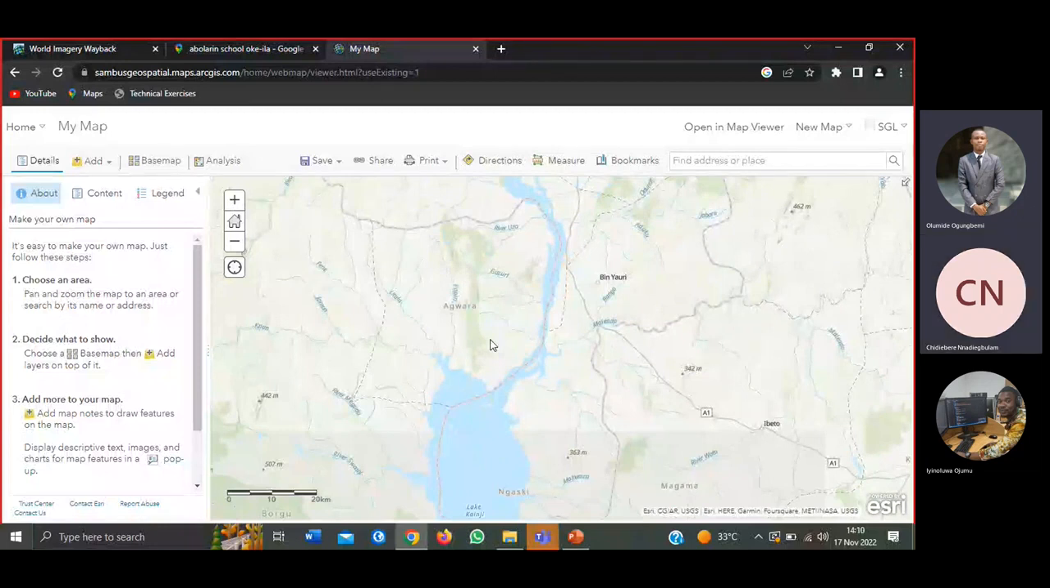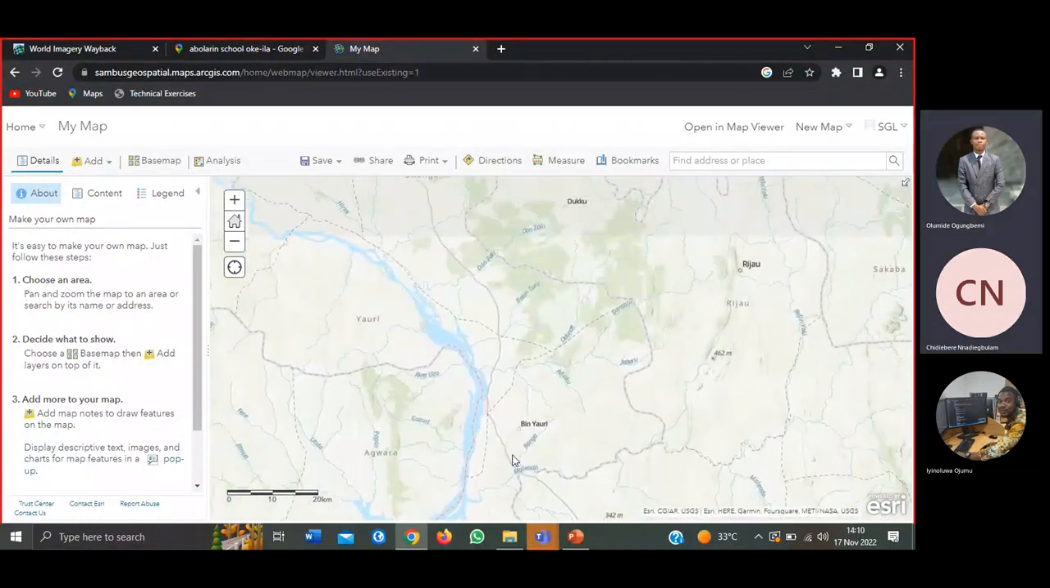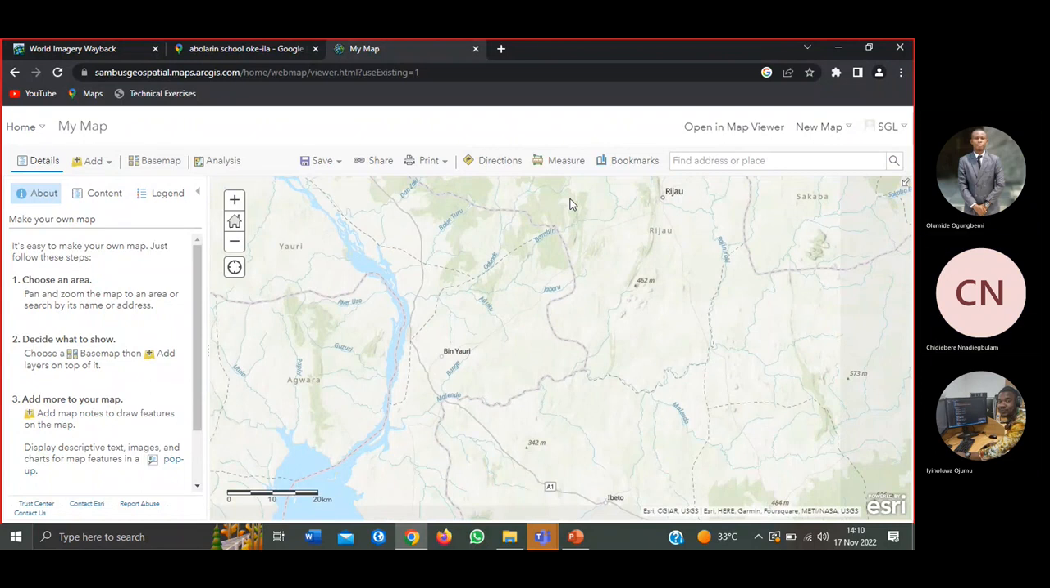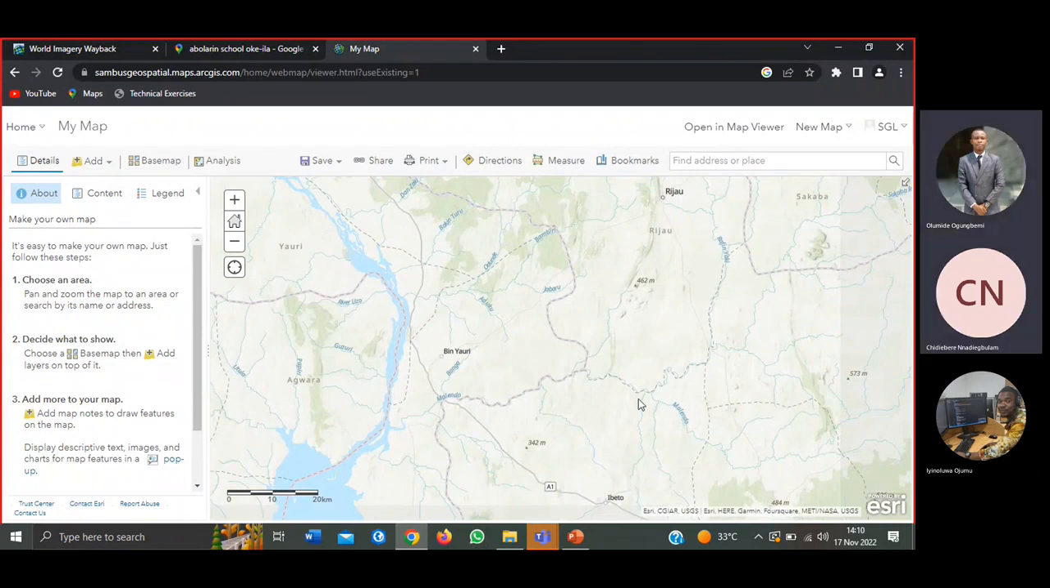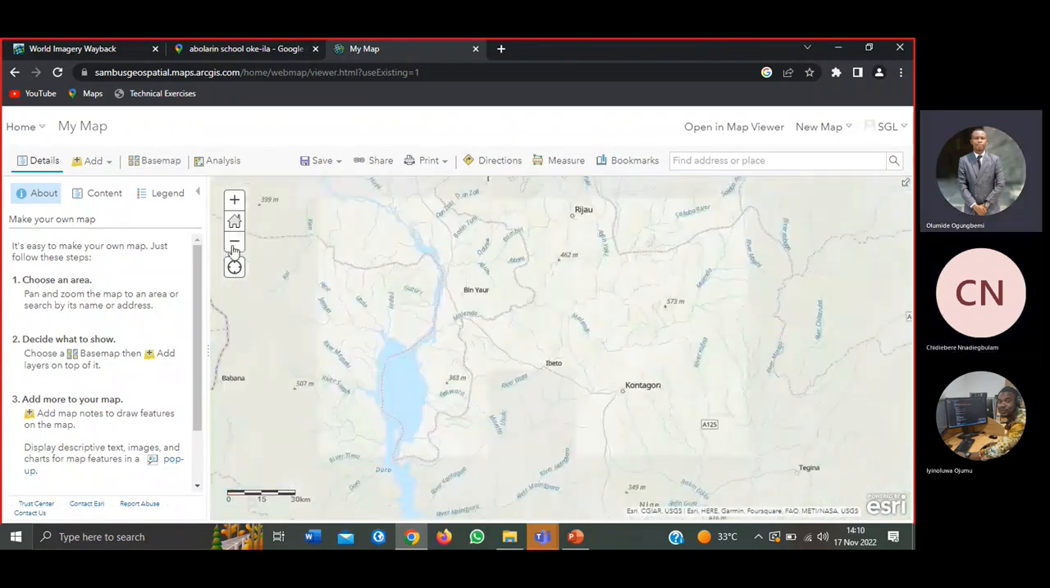So if you guys go to your map, your WAEC, your major WAEC, you can understand how it works. So you can see the digital view of it, different rivers forming together. So let me just also show you.